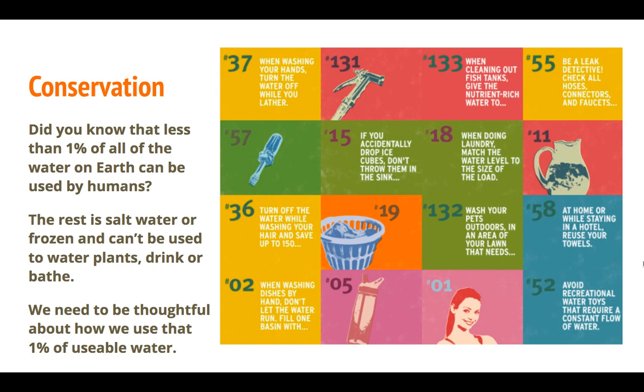Did you know that less than 1% of all of the water on Earth can be used by humans? So we really have very little water to use. So we need to use it carefully. Toby, in our gardens, is using that to water the vegetables that we will then eat to get energy from. I want to go back to that 1%. The rest is salt water, like we find in our oceans, or is frozen, like our glaciers, and it can't be used to water plants or to drink or to bathe. So we need to be very thoughtful about how we use that 1% of usable water.